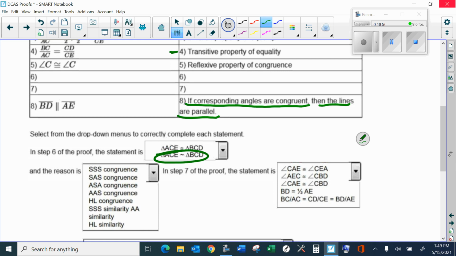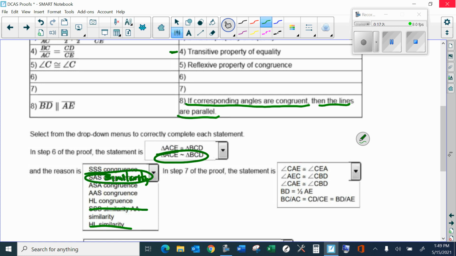Notice it's not SSS similarity. Looks like this is an error. Notice how it says SS similarity AA. Those are two different things, and they're putting them in the same one. It should be SAS similarity. So I'm guessing this is supposed to be SAS similarity.